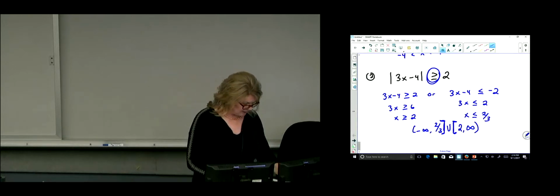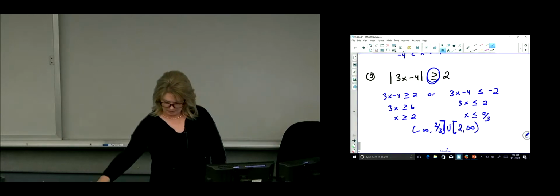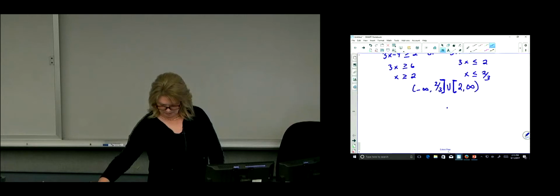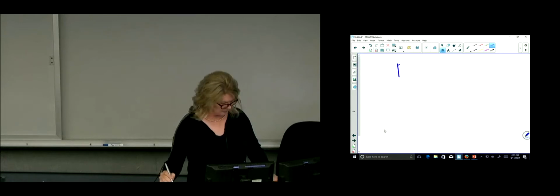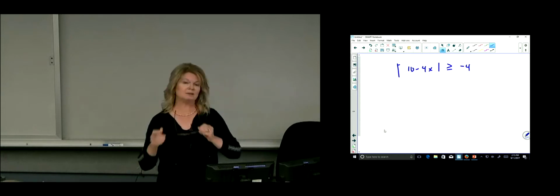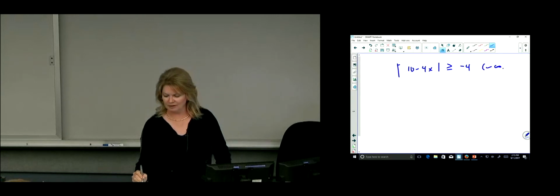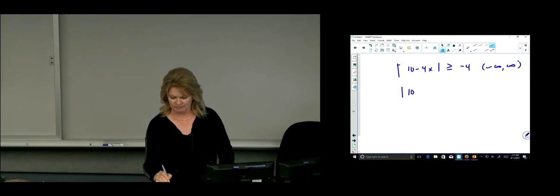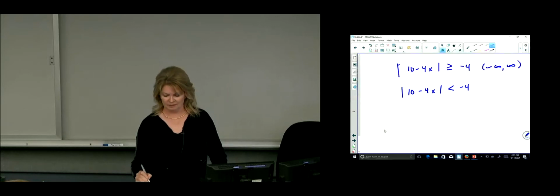Okay. And then there should be in your homework one or two like this, where if you're paying attention to it, what's that answer? Always true. Always true. So I'm going to have negative infinity to positive infinity. What will the second one be? Never true, so that would be the empty set.